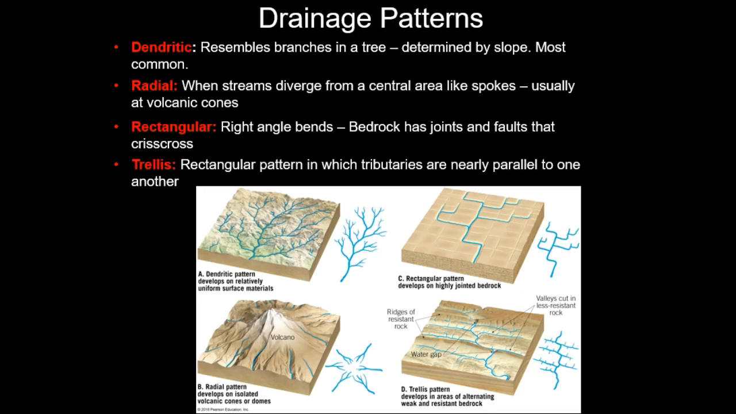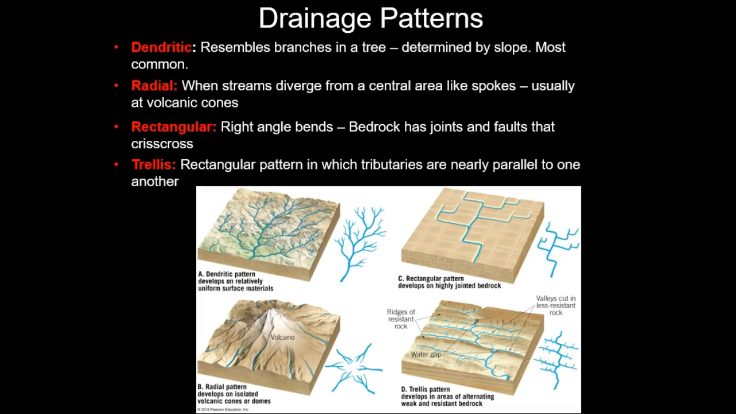So the most common pattern is called a dendritic pattern. Dendro means tree, so the pattern resembles a branching tree. This pattern typically forms when the material underneath is relatively uniform and when its resistance to erosion is relatively low.